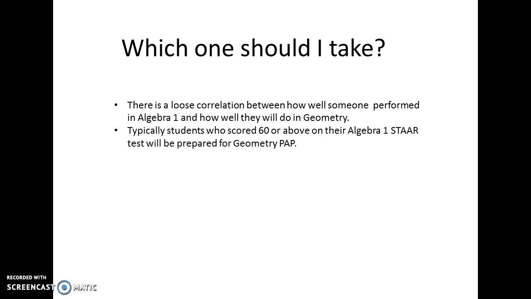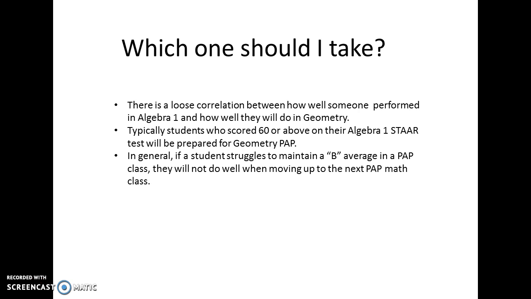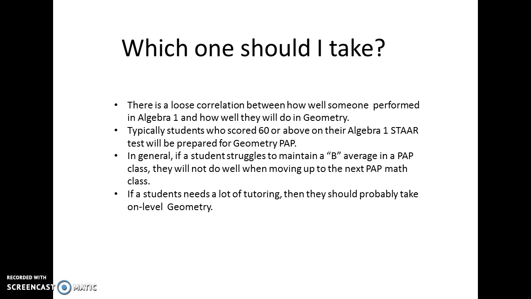Typically, I get students in pre-AP who did 60 or better on their Algebra 1 STAAR, and they're probably going to do pretty well or fairly well in a pre-AP geometry class. But we won't have had that information when you have to sign up for the class. So in general, if a student has struggled to maintain a solid B, they probably need to go on level. That's just basically true. If a student needs a lot of tutoring, or needs a lot of repetition to learn a concept, they should probably go on-level geometry.